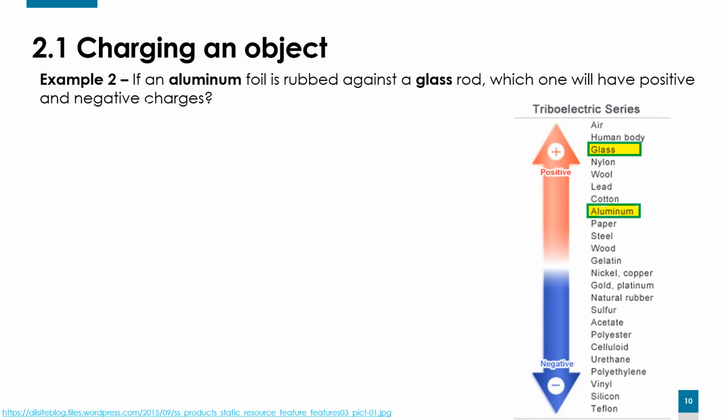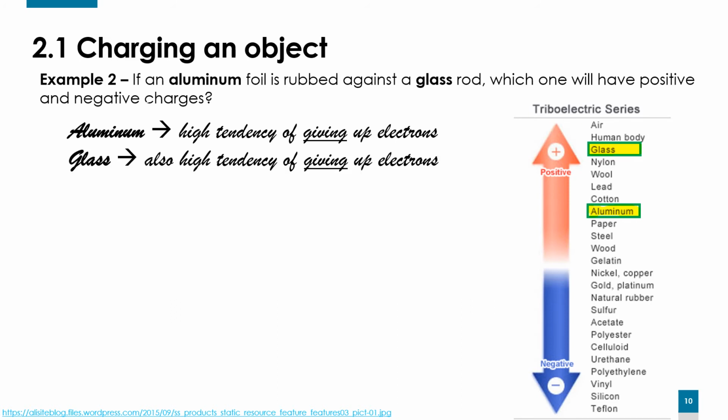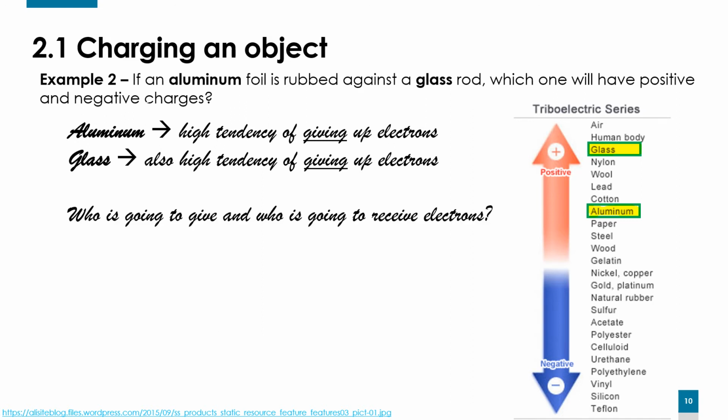Okay, now let's observe. Glass, what do both of them want to do? Glass wants to give away electrons, but aluminum also wants to give away. So aluminum has a high tendency to give up electrons, but the glass also has a high tendency to give up electrons. So now how do I decide which one is going to be positive and which one is going to be negative? Now we need to compare both of them, okay? Who is going to give and who is going to receive electrons?